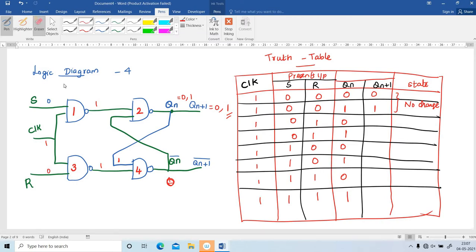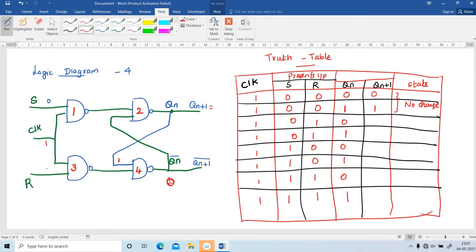And next, I have to apply S equal to 0 and R equal to 1. For this case, I am going to find out what the change in the next state is.